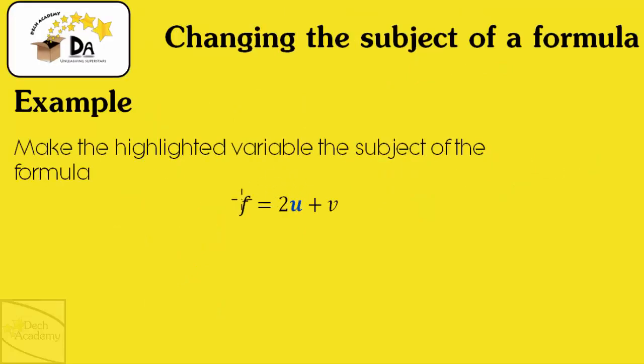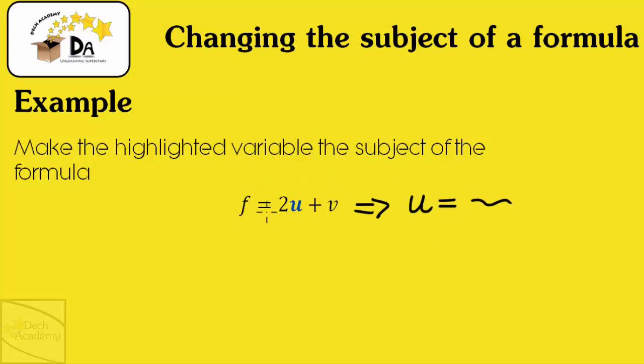Here is another example, a more complicated one from the ones we've seen. Here we have the equation f equals 2u plus v. We want to make u the subject of the formula. U is the highlighted variable in this case. So you want an equation where u is on the left hand side and the only term on the left hand side, an equation of the form u equals something.